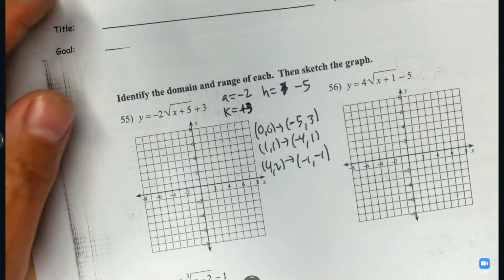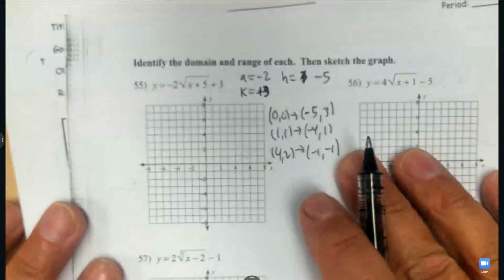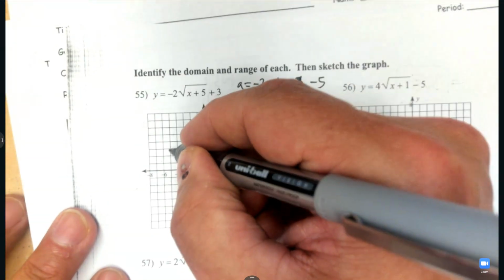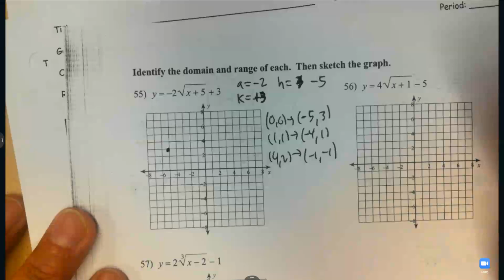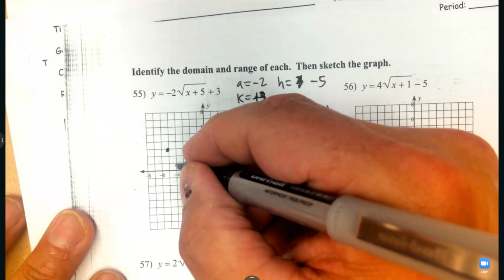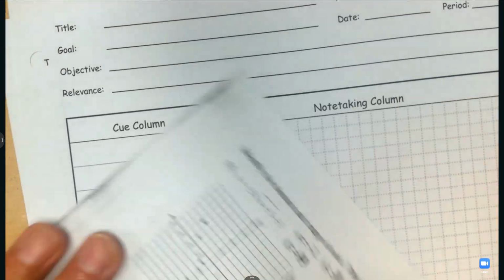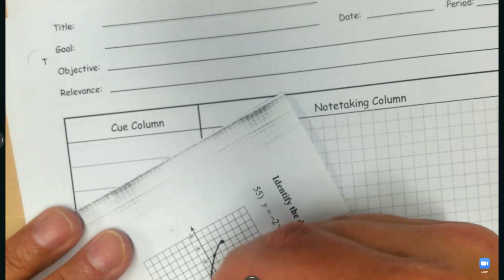And I'm going to put those points on the graph. So negative 5, 3. Negative 4, 1. And negative 1, negative 1. You can see what direction it's going. It's going down to the left because A is negative. There's a reflection.